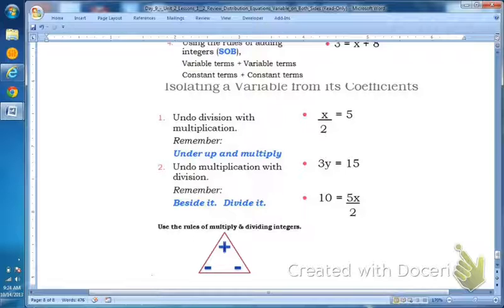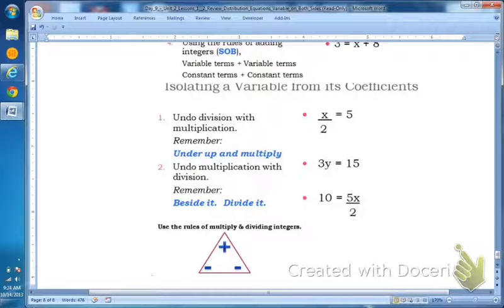Beside it, divide it. All right. So what that means is if I have a number that's underneath my variable, I'm going to move it up and multiply. If I see a number that's directly beside my variable, I'm going to divide it. Beside it, divide it. If I see both, I need to do both of those steps, but in that order. Under, up, and multiply. Beside it, divide it.